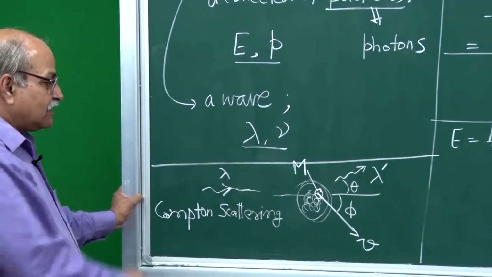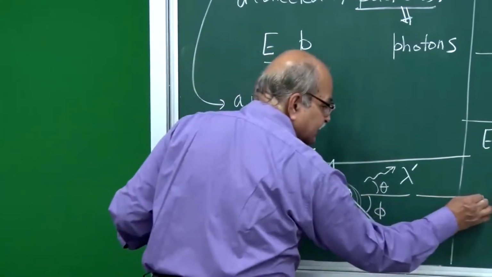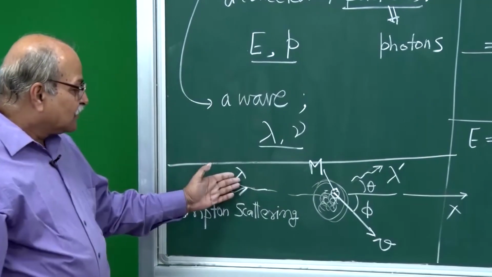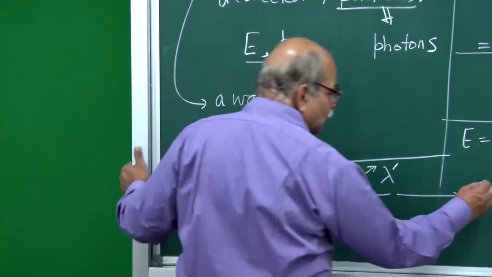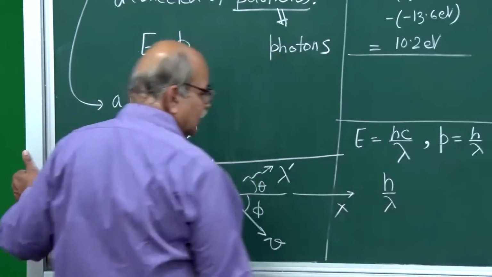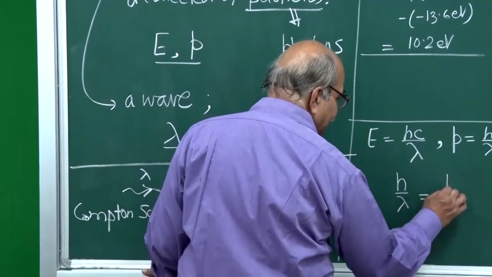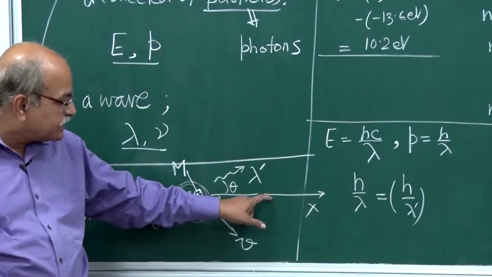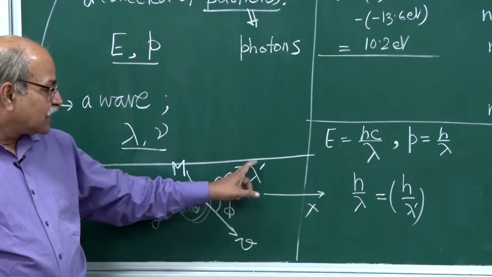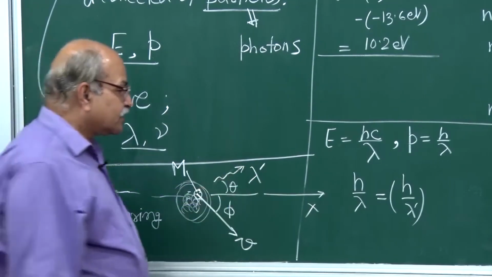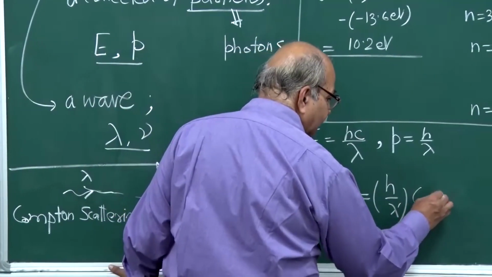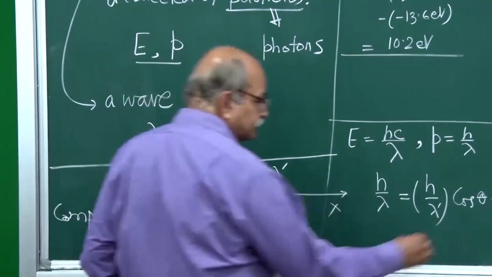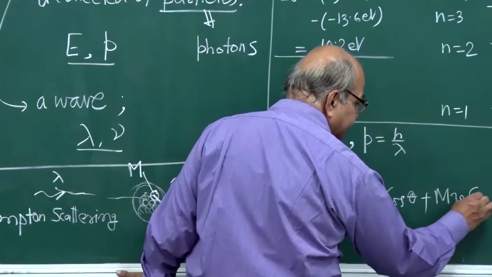Then you can write linear momentum conservation in the x direction. The linear momentum conservation will tell you this initial linear momentum is h over lambda, and this is equal to h over lambda prime. I am talking of this momentum in the x direction, so the x component, h over lambda prime is the momentum, and then cos theta, plus m into v into cos phi.